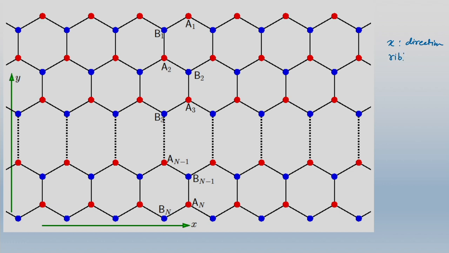It's called a ribbon or a nanoribbon, depending on what the size of the ribbon is. In the x direction it is infinite, and in the y direction the ribbon is finite.